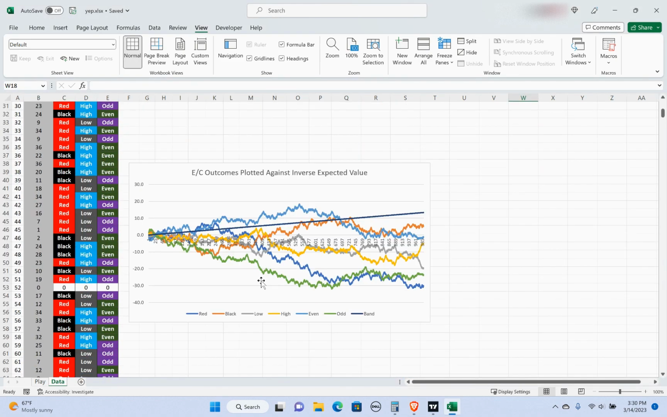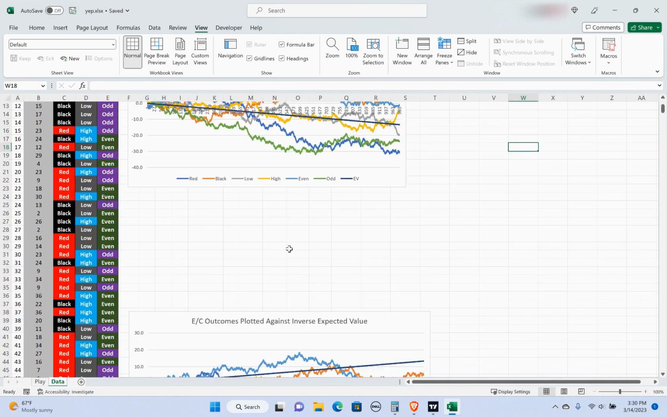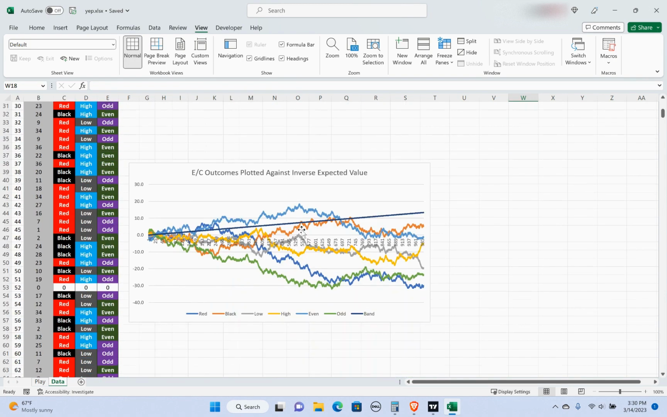This is the same data and spins, but instead of the expected value, I've got the inverse of the expected value plotted here. The idea being, if one or more of the ECs is keeping up with this inverse expected value, it's outperforming, AKA trending, quite well. And then all I've got to do is develop some rules around that to make my bet selection.